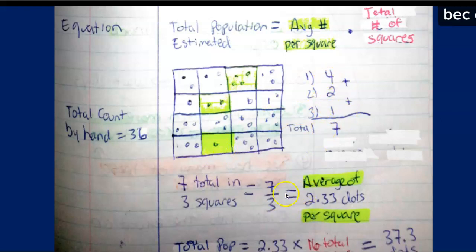Then you divide it by how many squares did you measure? Well, 1, 2, 3. Or you could look at, okay, how many numbers did I add up? 1, 2, 3, because you got 3 samples. So 7 divided by 3 gives you the average. So that's here. Now you need to multiply it by the number of squares. In this case, we have 16.